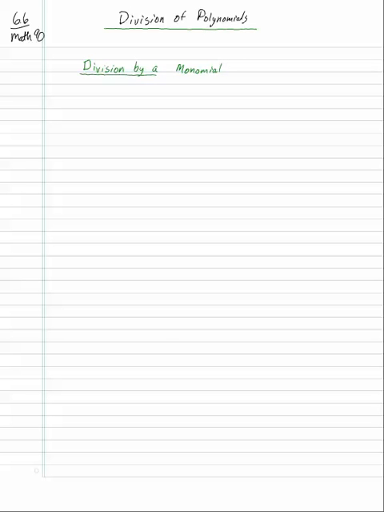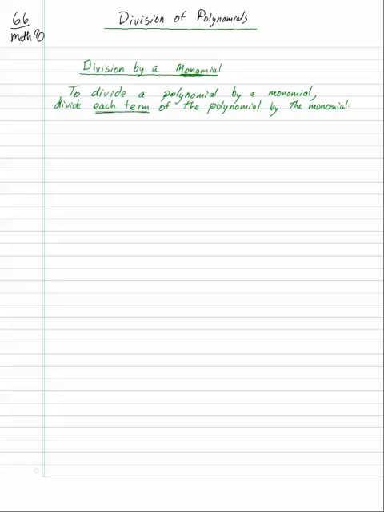So first off, we start with division by a monomial, so just by a single term. And this is pretty straightforward. We're just going to divide each term in the polynomial by the monomial that's the divisor. Okay, so we're going to divide each term of the polynomial by the monomial.